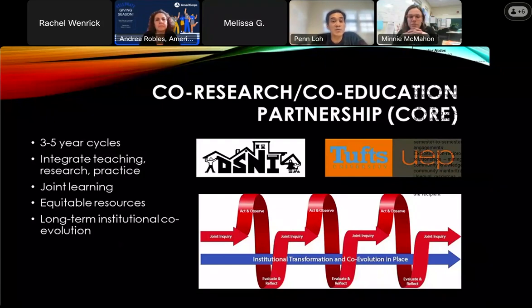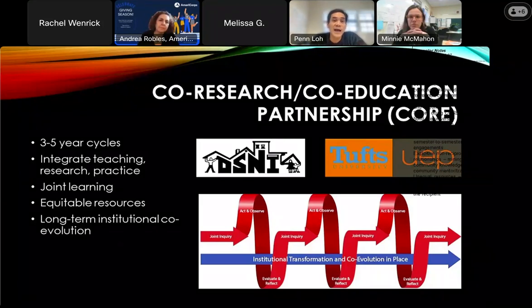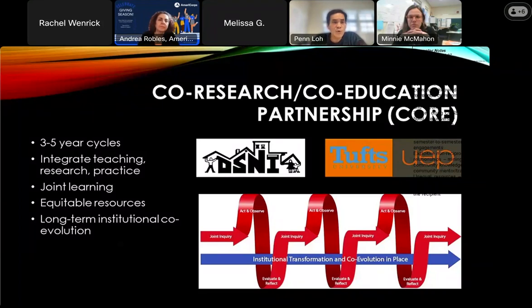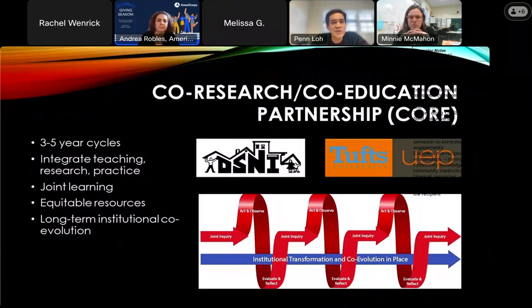Our work in this co-research, co-education partnership goes back about a decade, to when I first got to Tufts and tried to figure out how we deepen this partnership. Universities have a lot of commitments where they send students out to do service or different types of learning and research projects. But almost all of those are short term, semester to semester, oftentimes ad hoc.